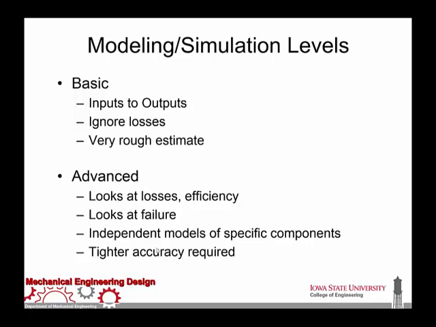As we get further on in the design, then we'll look at doing advanced modeling. We'll get more specific. We'll take a look at losses and understand efficiency in the system. We'll also understand stresses and look for failure points. Often too, we'll do independent models of specific components in order to optimize the components themselves. And in most cases, we're going to have a much tighter accuracy in our model because we want to make sure that we fully understand the values, to make the best performing, least cost system that we can put together as an engineer.